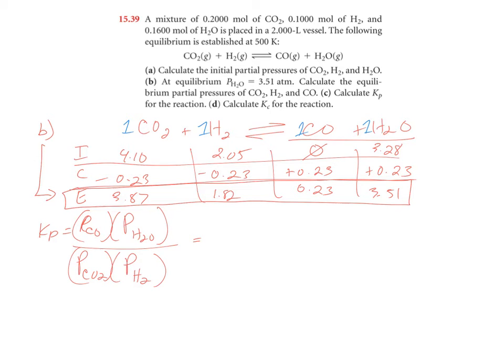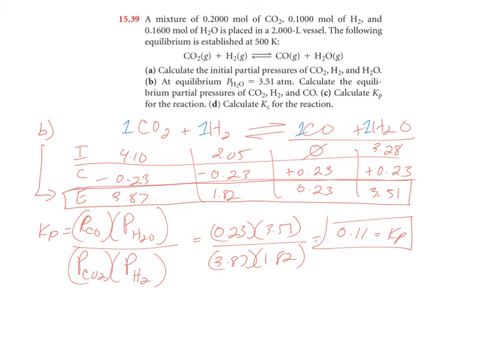Now we plug them in. So at equilibrium, 0.23 times 3.51 over 3.87 times 1.82. When we do this, we get 0.11 as our Kp. And this is letter C. Letter D is asking us to find K sub C now for the reaction. Well, K sub C and K sub P are related.